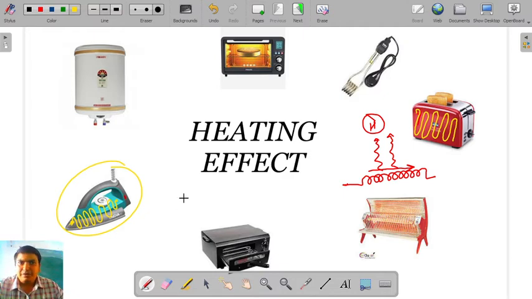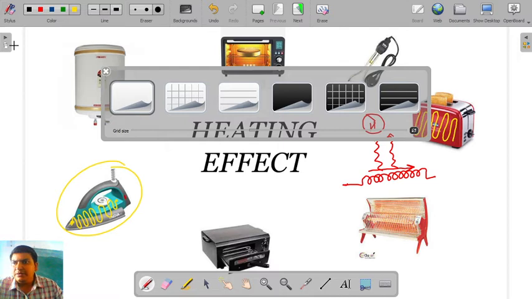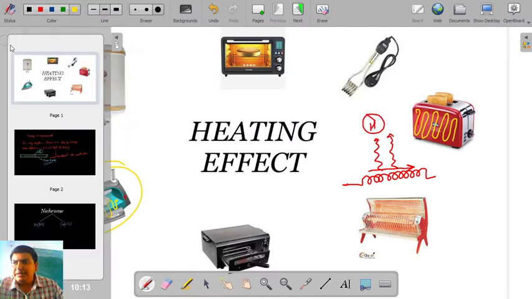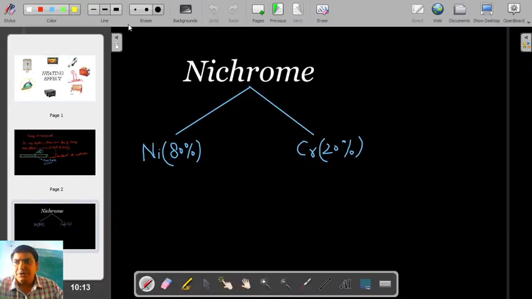So this is our topic in our 10th syllabus: what is the heating effect of electric current and what are its daily applications. Now I think you can understand the basic idea of this topic. Now we are going to discuss one of the very important topics in our syllabus, that is electric power and what is its commercial unit.